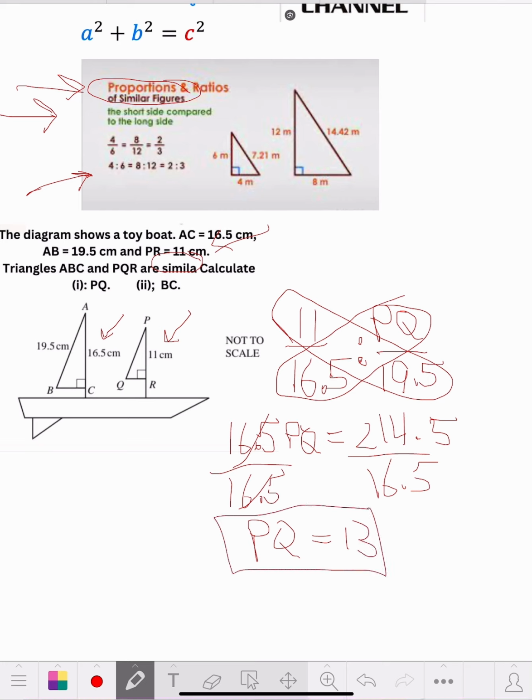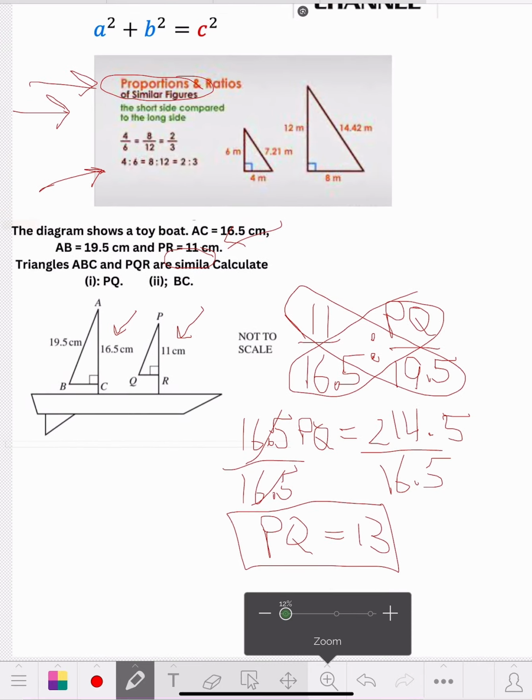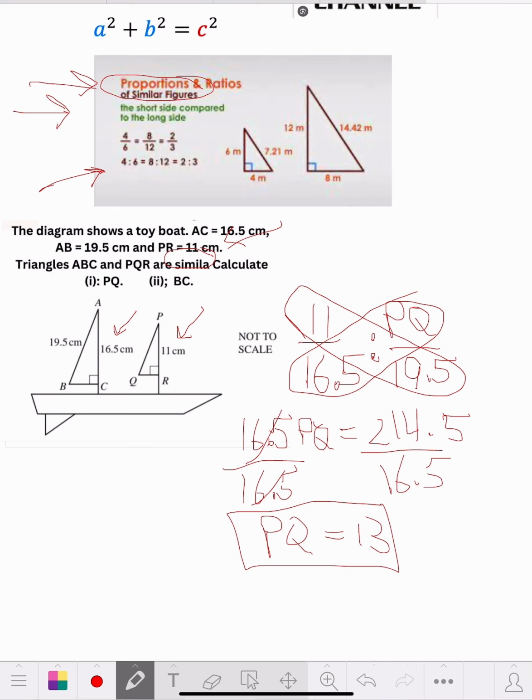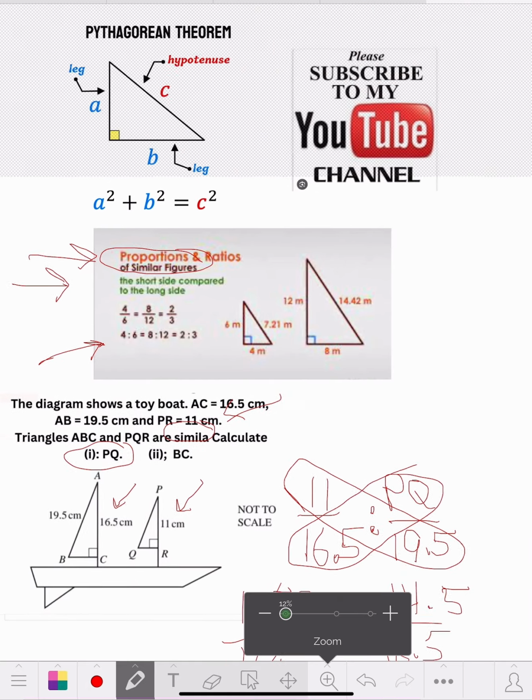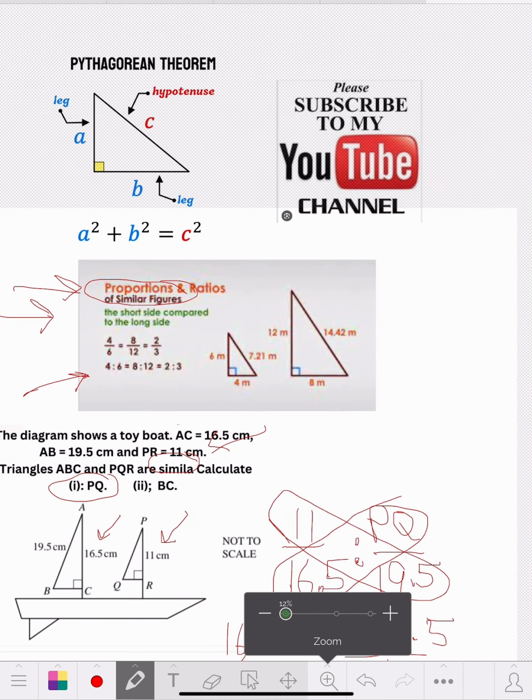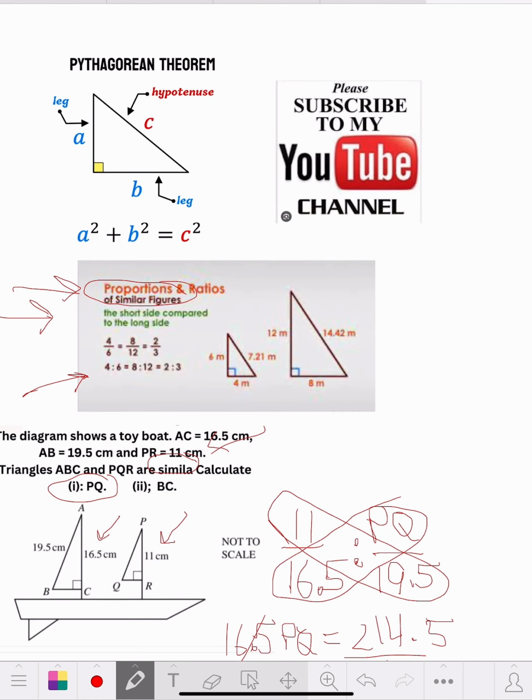Hey, and that was all there was to it. That's relatively easy, huh? So we got that solved. We did the first one, PQ. Now we've got to do BC. They're looking for one of the legs, and they didn't give us the corresponding leg on either side, so we can't do the same proportion type problem. So what we have to do here is use the Pythagorean Theorem that's up at the top there.